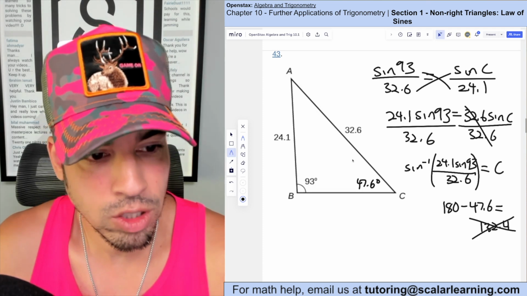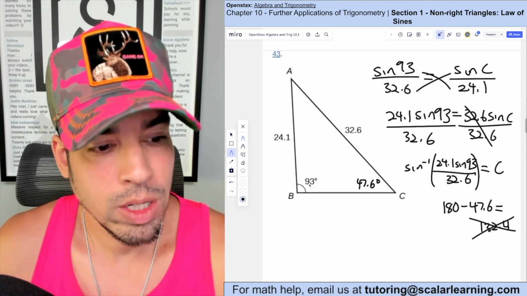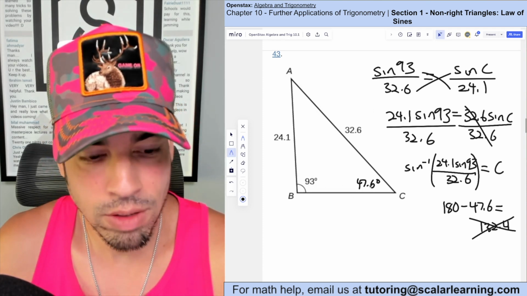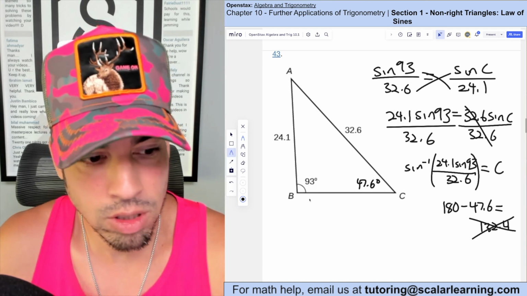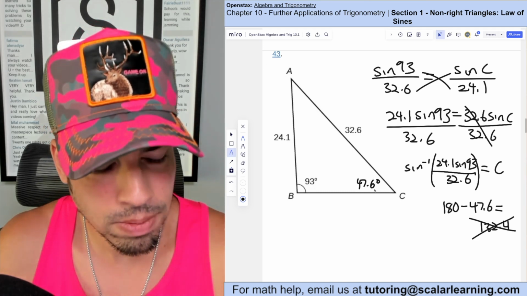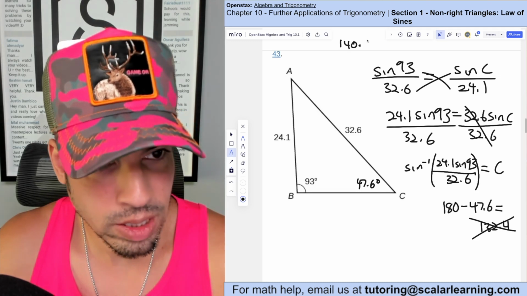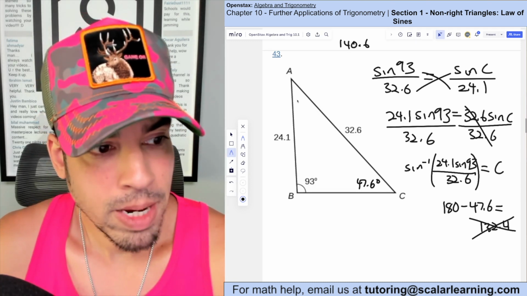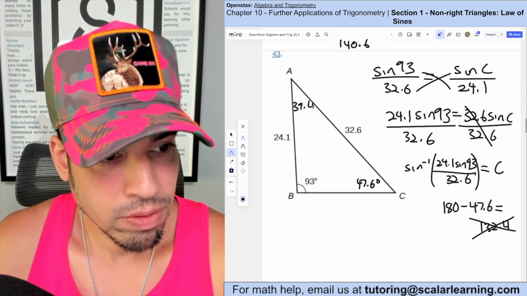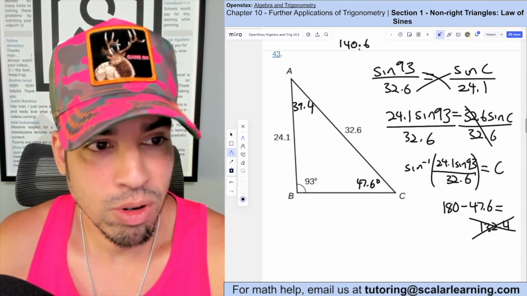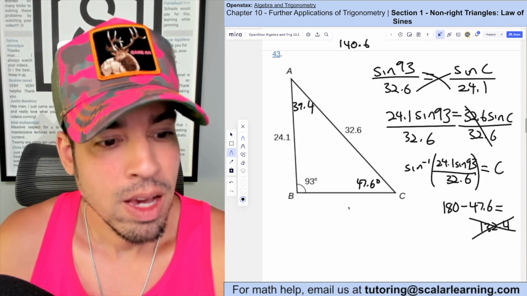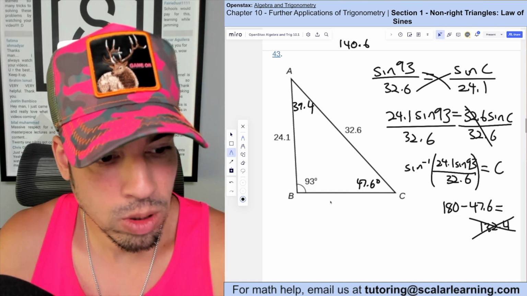This is the one and only triangle, so let's solve the rest of it. We know that these two angles are 93 and 47.6, so using triangle angle sum theorem, I'm going to add these together, and we get 140.6, which means the remaining angle has to be 39.4 by triangle angle sum theorem. 39.4 plus that gives us 180. Now we have this last side to solve for, little a.